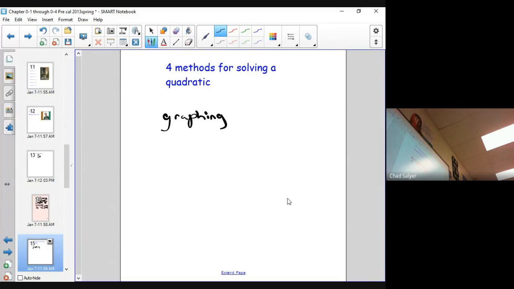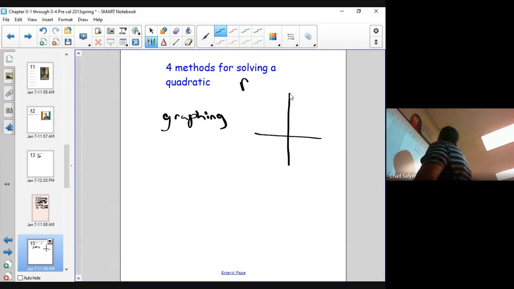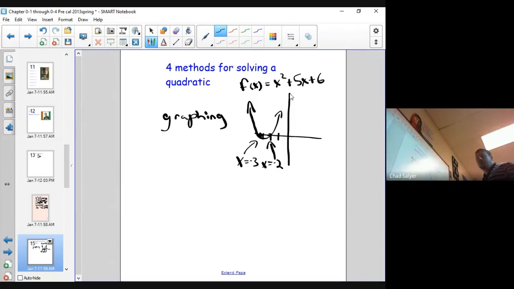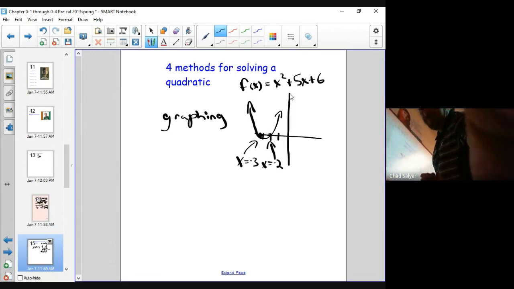Okay, so you're going to use your calculator to graph, and we did that for the problem f of x equals x squared plus 5x plus 6. We got a graph that looks something like that, and we see that x equals -3 and -2 are our solutions.